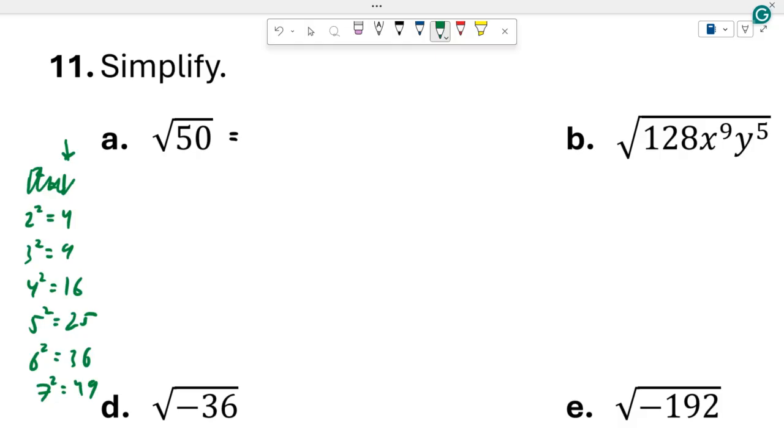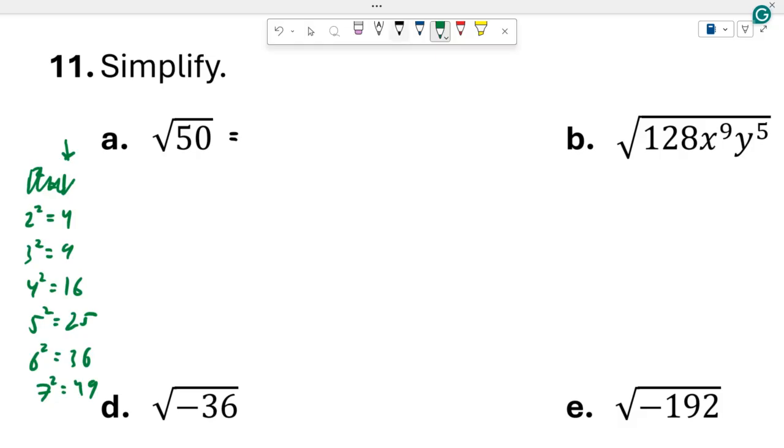So 4 does not go into 50, so that's not going to work. 9 does not go into 50. 16 does not go into 50. However, 25 does. 25 does go into 50 evenly, because 50 divided by 25 is 2. And if you keep going, 36, 49, 64, 81, none of those square numbers are going to go into 50. So the largest square number, and actually the only square number other than 1, that goes into 50 is 25.